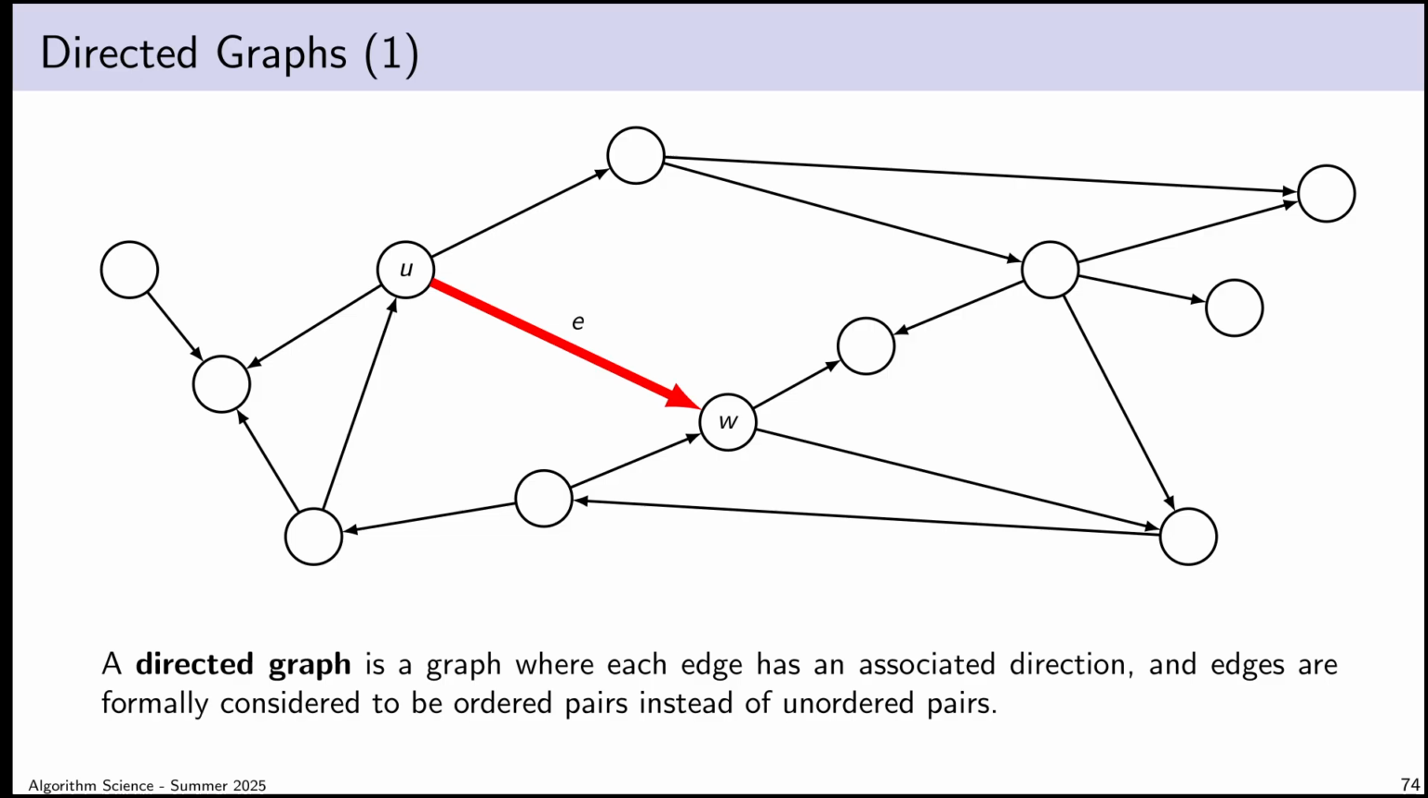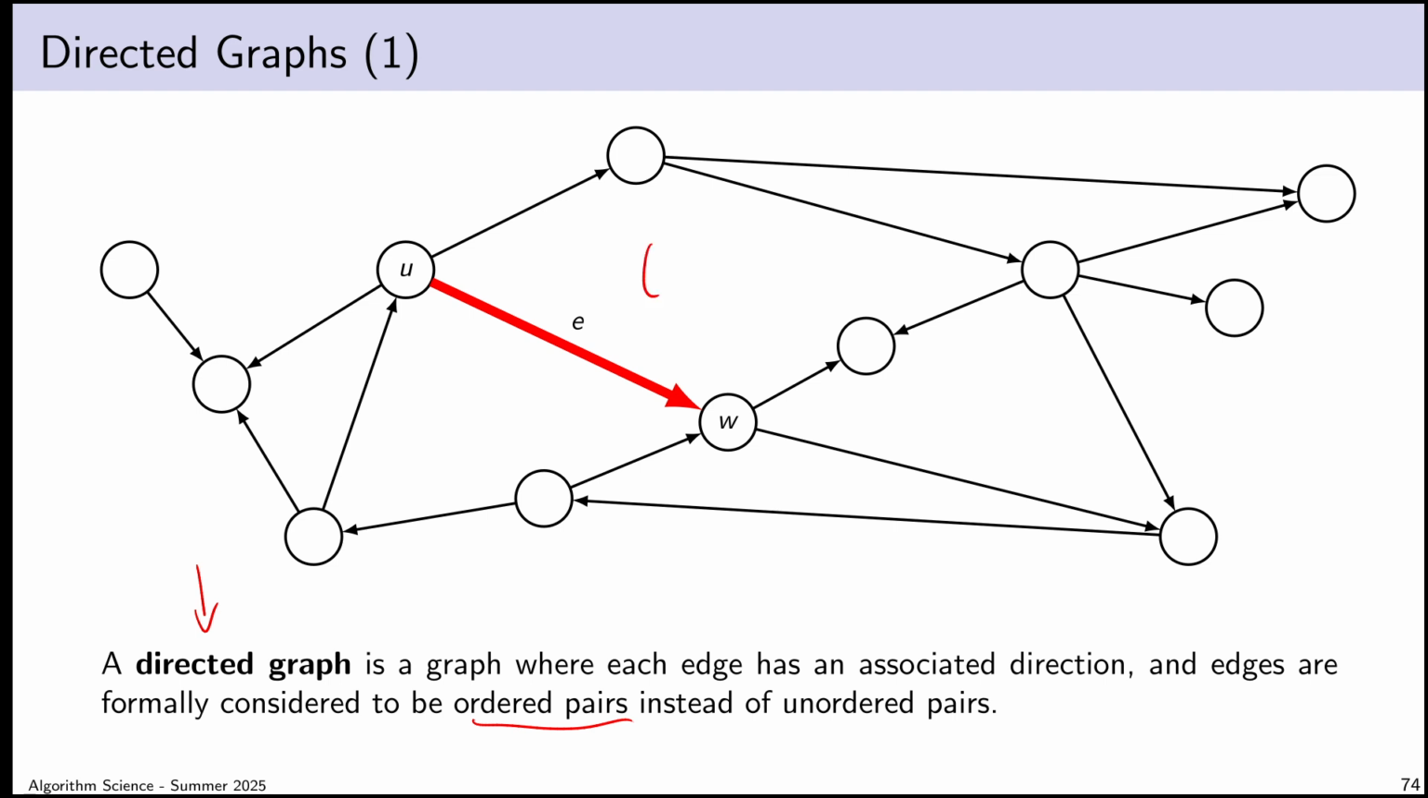If I do that, then I require that a direction be associated with all edges. In other words, it's all or nothing. Either every edge has a direction or no edges have a direction. In the case where they do have a direction, we have what's called a directed graph. Previously, we were talking about undirected graphs. So a directed graph is a graph where every edge has some associated direction, and edges are therefore formally considered to be ordered pairs rather than unordered ones.